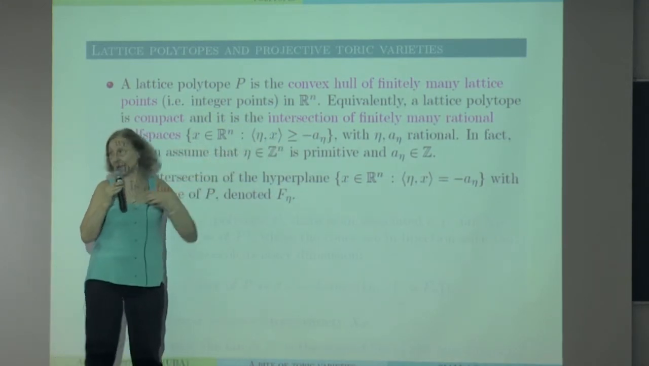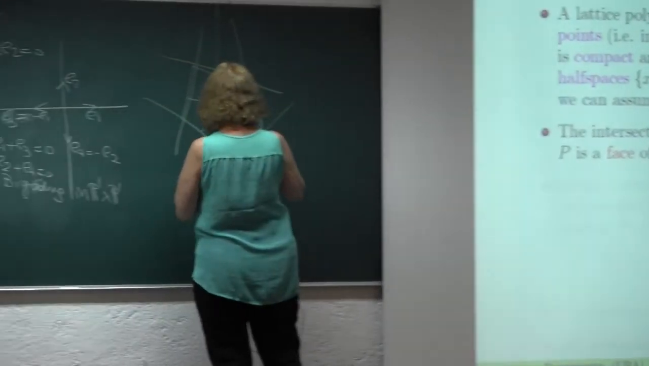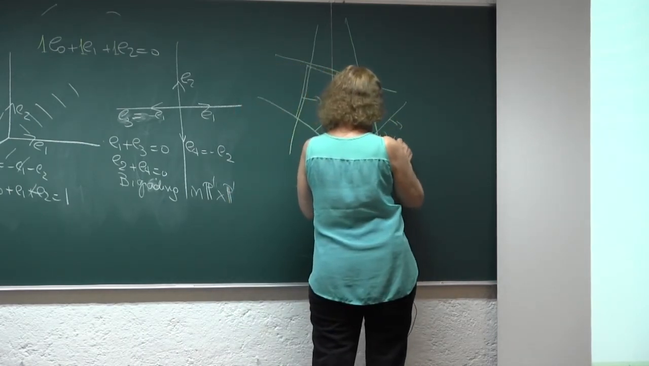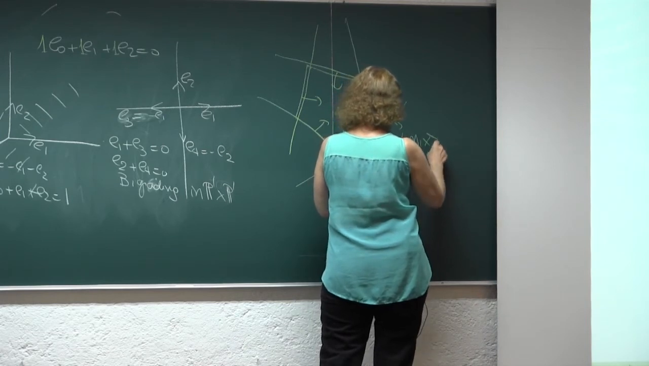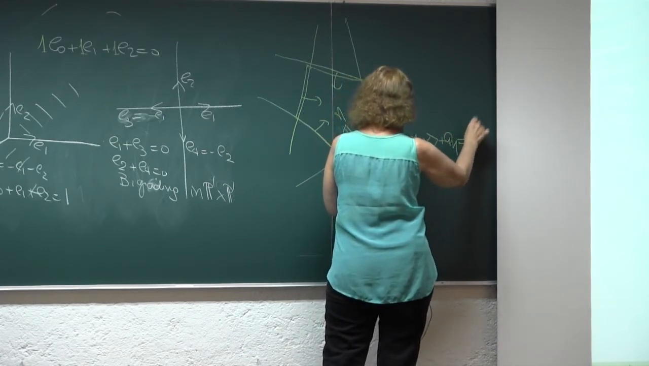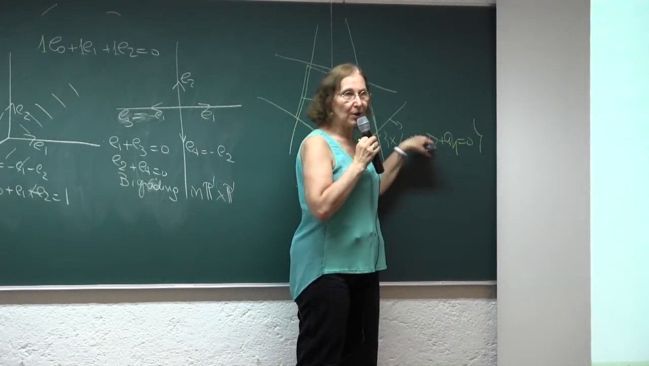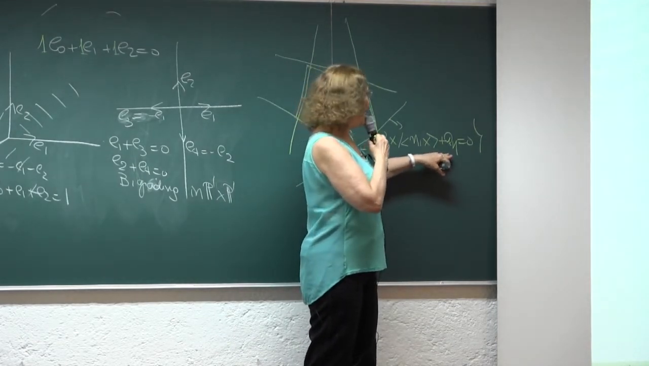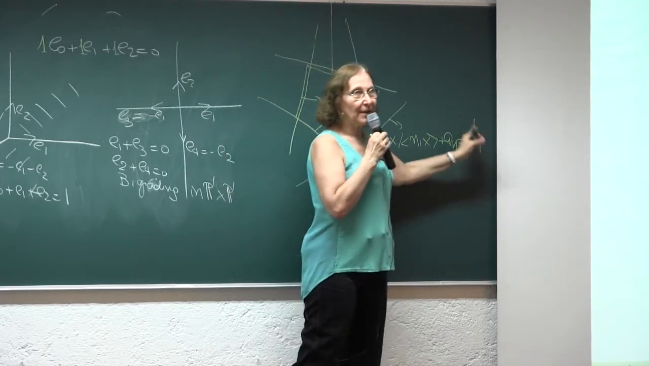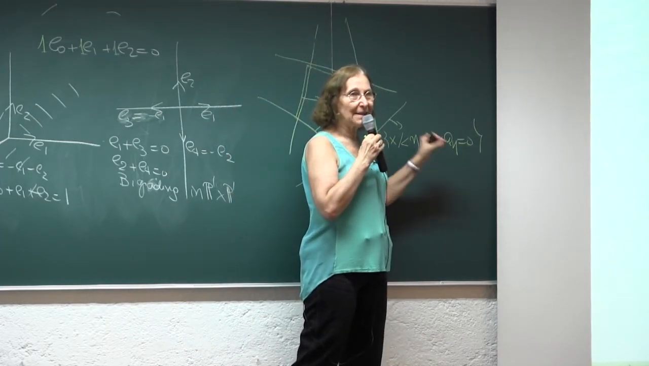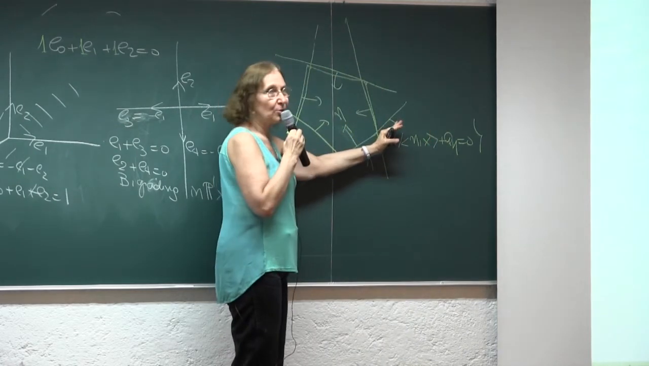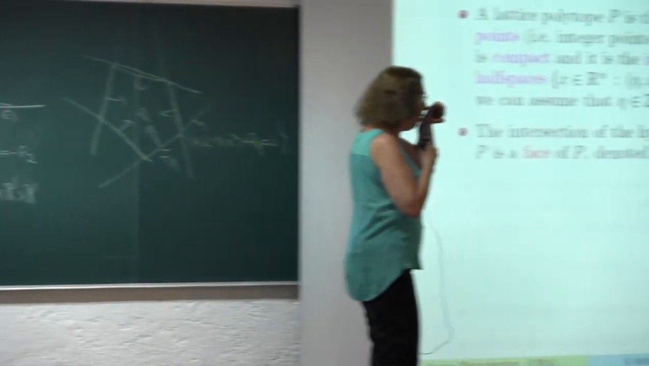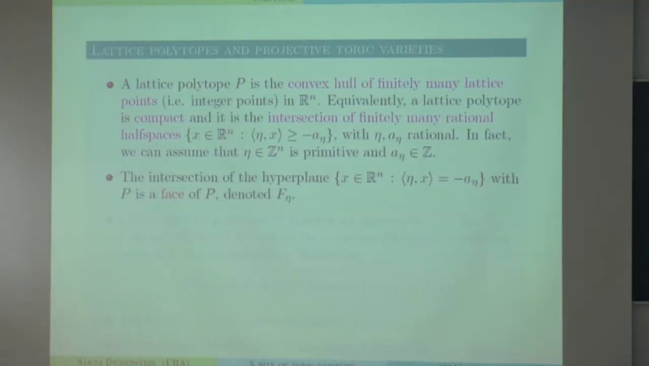So here I'm calling eta this point. This is going to be the face cut out by eta. And these are the points x where the inner product of x and eta is equal to minus a_eta. We move it to the other side, and we call it minus a_eta. It's convenient because we want to move it here and have a plus. Okay? And for any point in my polytope, this is going to be greater or equal than this. This is the minimum value that it takes. So here the inner product maybe is 1, and here 2, 3, etc. It grows. Okay, so the intersection is a face, and we are going to denote it F_eta.